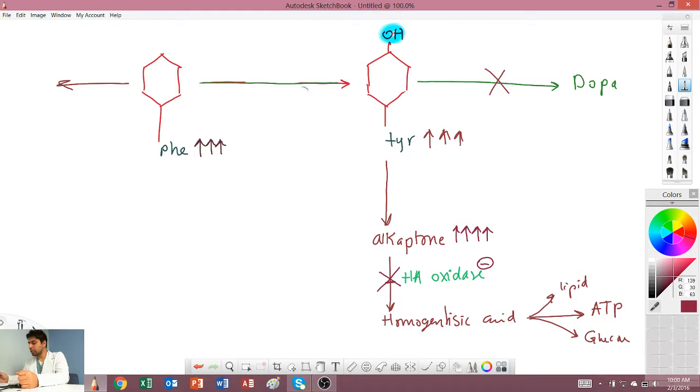Okay, you will have less homogentisic acid, but you will have accumulation of what? Alkaptone. Now, when these accumulate, they give your skin dark pigmentation if they accumulate under the skin. But they don't accumulate in the dermis and epidermis, they usually accumulate much lower than the hypodermis, so you won't be able to see. Usually they accumulate in joints. They'll make your joint stiff. Imagine I put salt or sand in your joints, or I inject these things. It'll make your joint stiff.